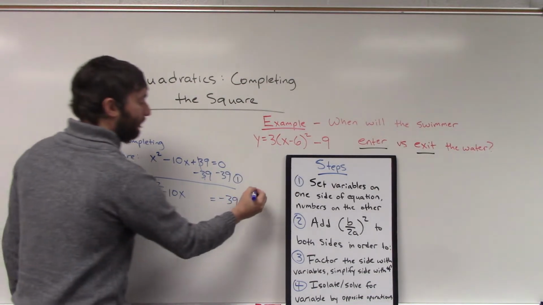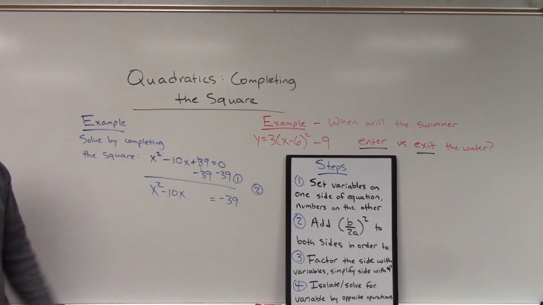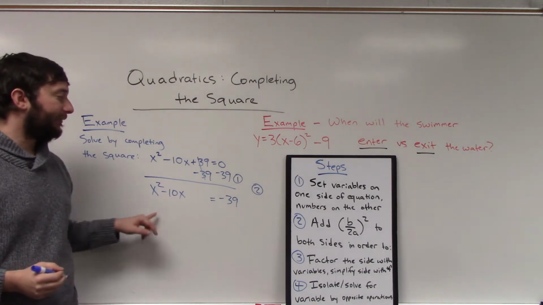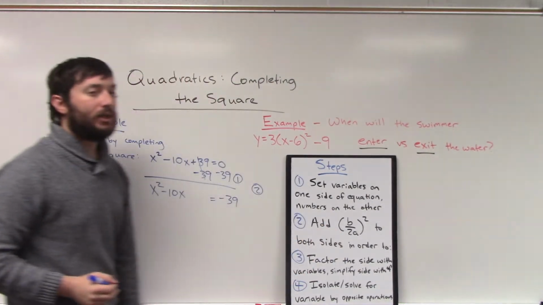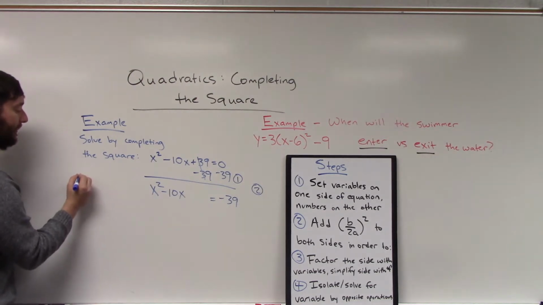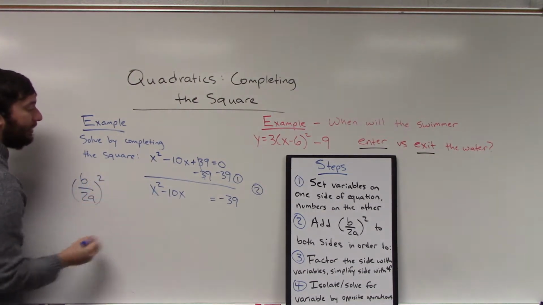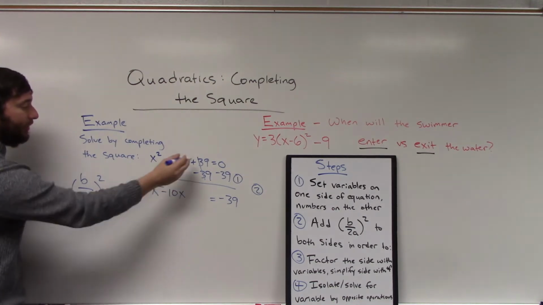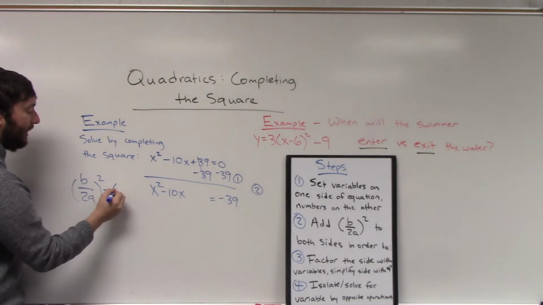Step two, we're going to add a number to both sides that allows us to factor on the left. Now what will that number be? It's always going to be b over 2a squared. It doesn't matter what your problem is, it will always allow you to add a number that you can then use to factor. So 39 was not a good number to try to factor with, but b over 2a squared will be.